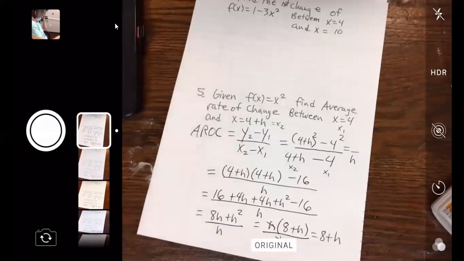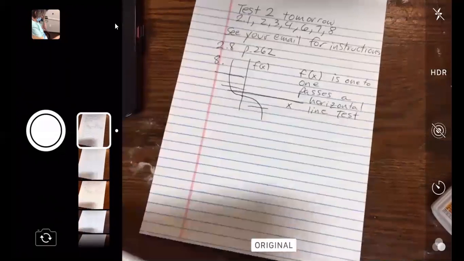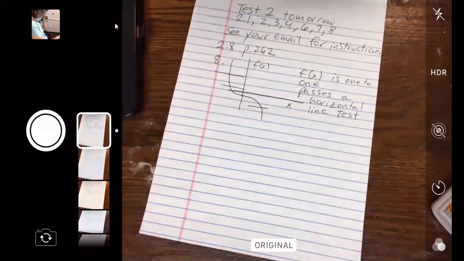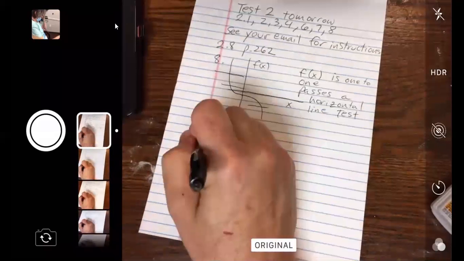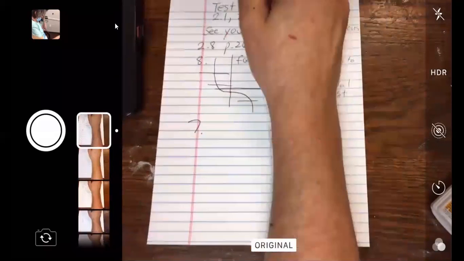Can we do 7? 7. This is an exercise in plugging numbers into the formula. By the way, these are off the review sheet.